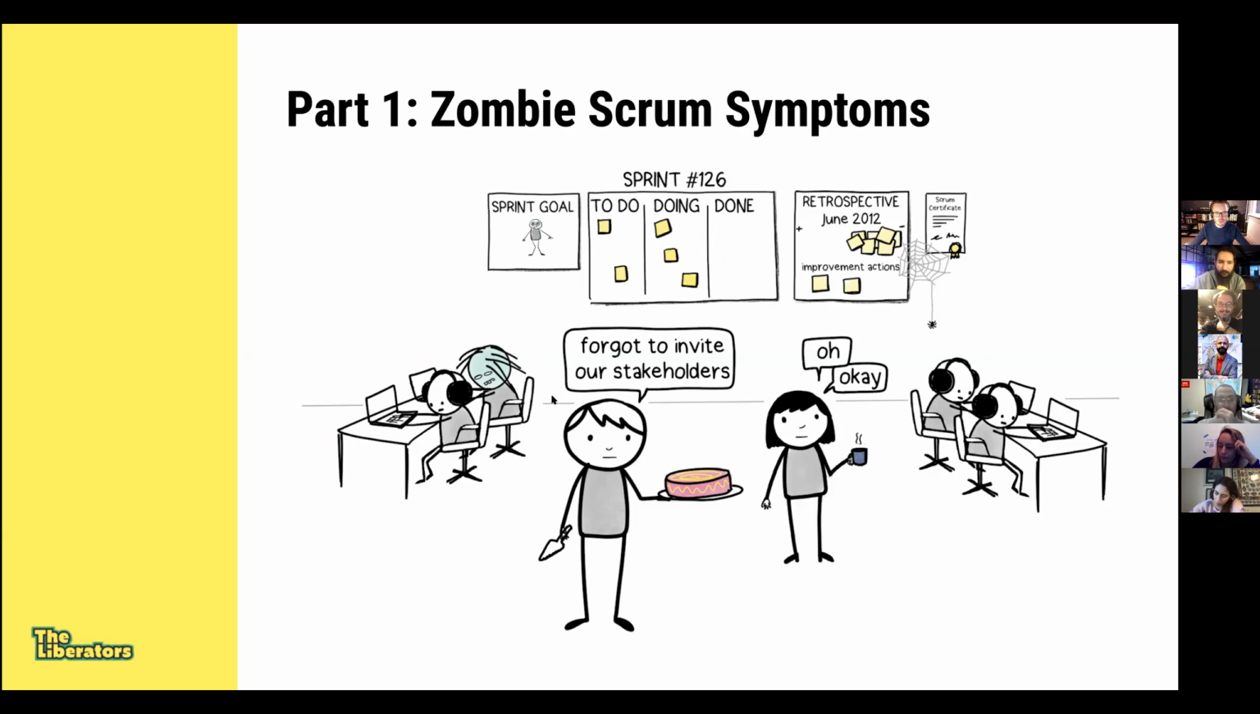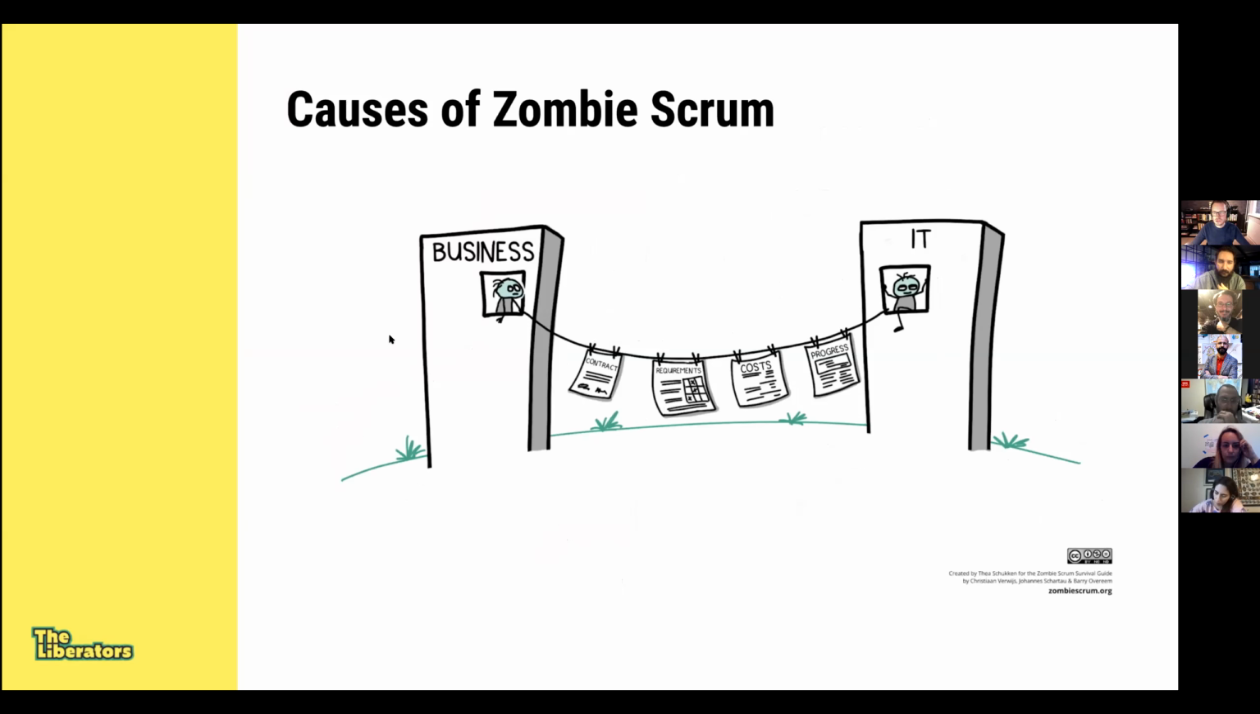And now you might wonder, so what are things that cause Zombie Scrum? Well, in our book, we give about 20 plus causes, but if I would have to pick the top 3 or top 4, then it would be these ones. This is one cause of Zombie Scrum, and I think the illustration speaks for itself.